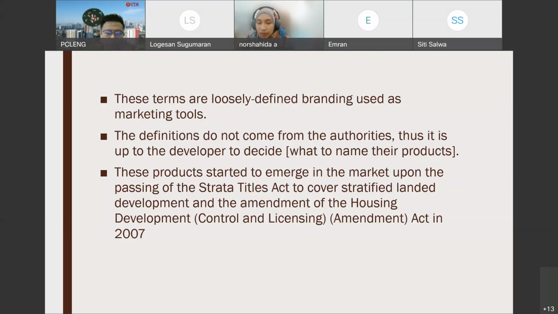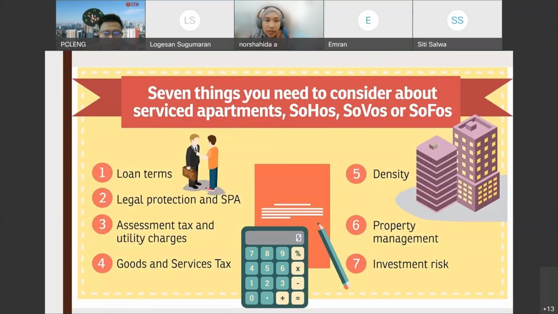But it is a good thing to explore. Okay, and then this is about 7 things that you need to consider about service apartment, SOHO. The first one is on loan terms. The loan terms are different from normal housing or condo.